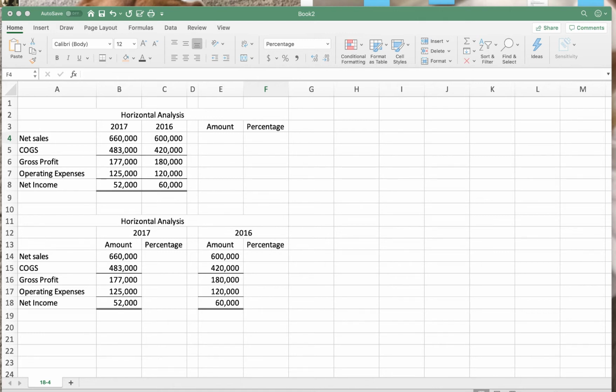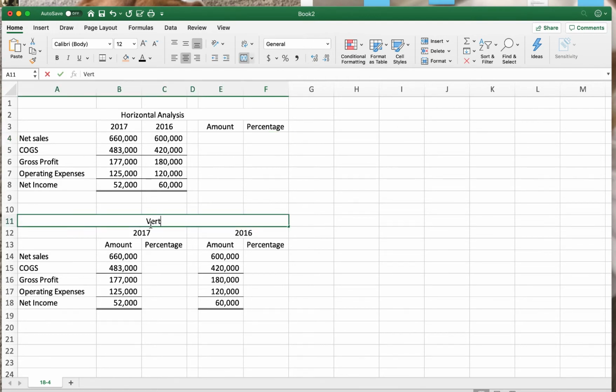So what we have here is the comparative condensed income statement for Emily Corporation, the income statement for 2017 as well as 2016. What we need to do is prepare a horizontal analysis of the income statement data using 2016 as a base. And then we need to do vertical analysis, okay? And we need to compute the liquidity ratio and compare the results.